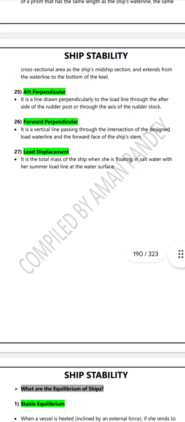Aft perpendicular is a line drawn perpendicular to the load line through the aft side of the rudder post or through the axis of the rudder stock.